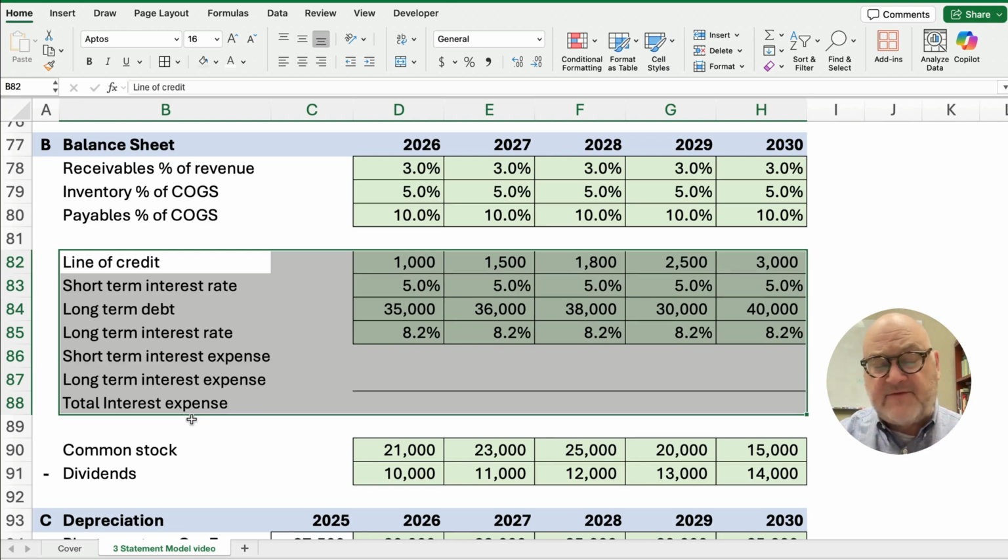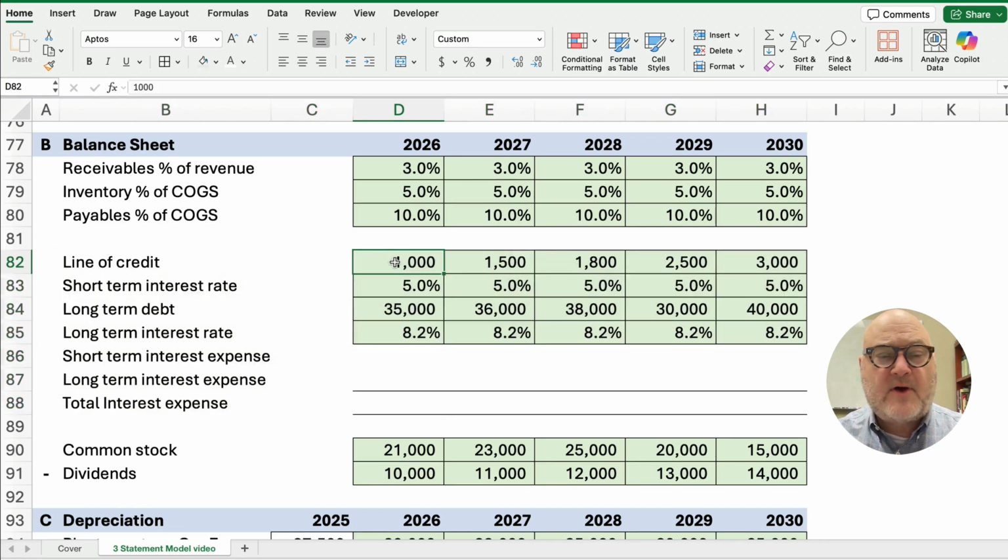Let's just say we can borrow money or we can repay money, and right now our estimate is we're going to borrow $1,000, $1,500, $1,800. Now remember, this could be in thousands, so this is really 1 million, 1.5 million, so on. And let's assume the short-term interest is 5%. We could change that. It could be 3.5%, could be 6.7%. We can use realistic numbers. It doesn't have to be the same every year.